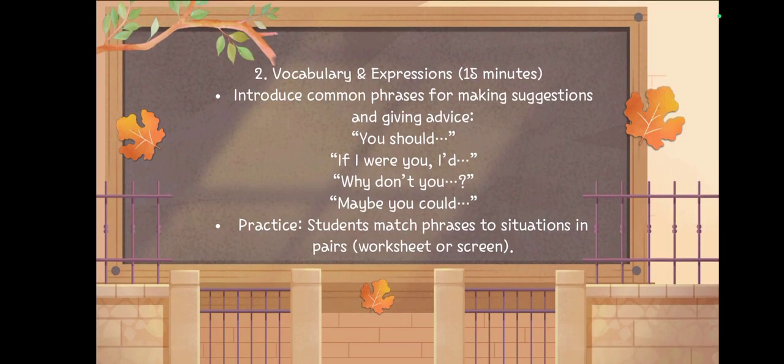Okay, next is about vocabulary and expressions. It is a 15 minute activity, and it is to introduce common phrases for making suggestions and giving advice. For example, you should, if I were you, I'd, why don't you, or maybe you could.